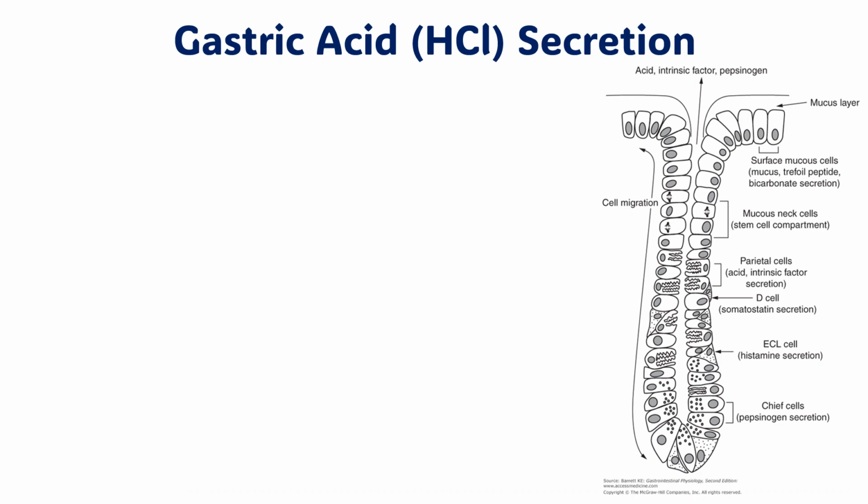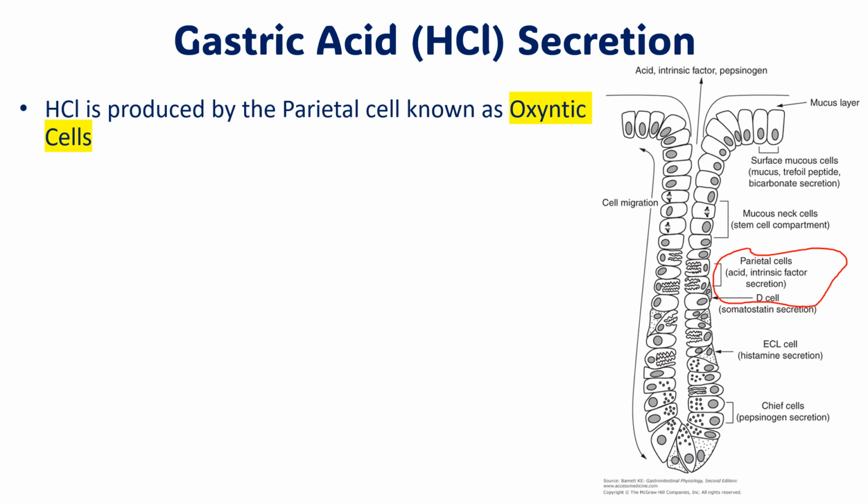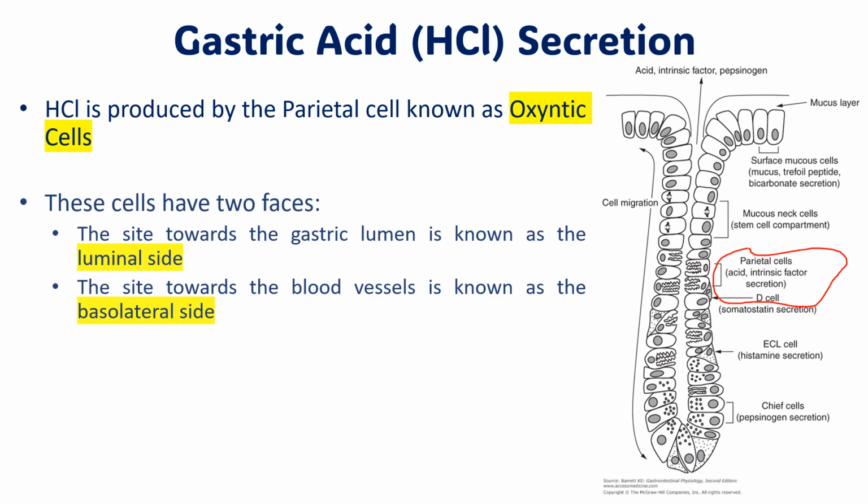This is the normal basic structure of the stomach, where we have different types of cells, and one of the important cells is the parietal cell, which we are going to talk about today. The amount of HCl production is linearly related to the number of parietal cells. If more parietal cells are there, more acid production will be there. Fewer cells, less production. This HCl is produced by the parietal cell, which is also called the oxyntic cell.